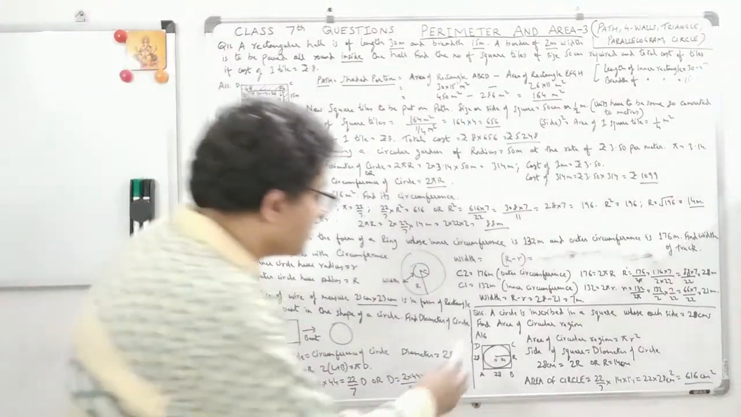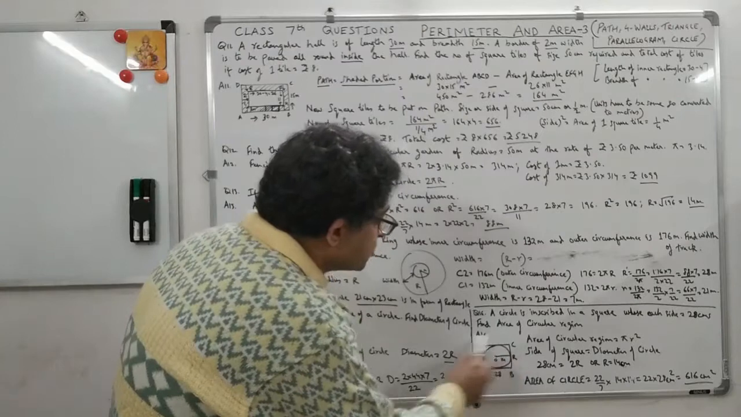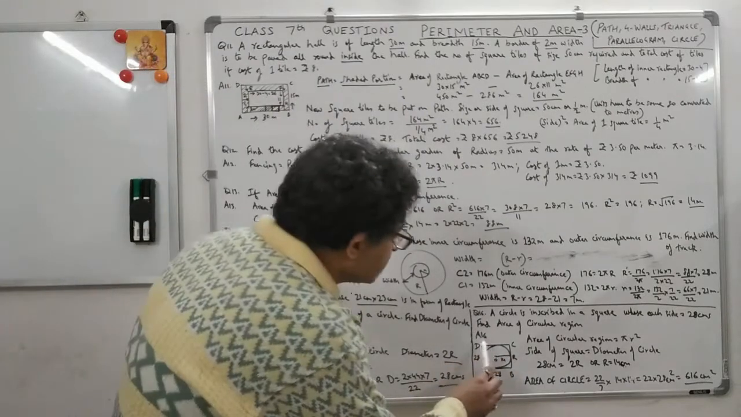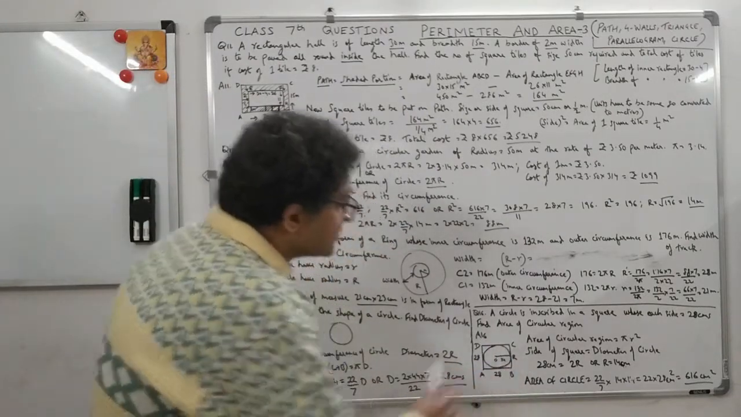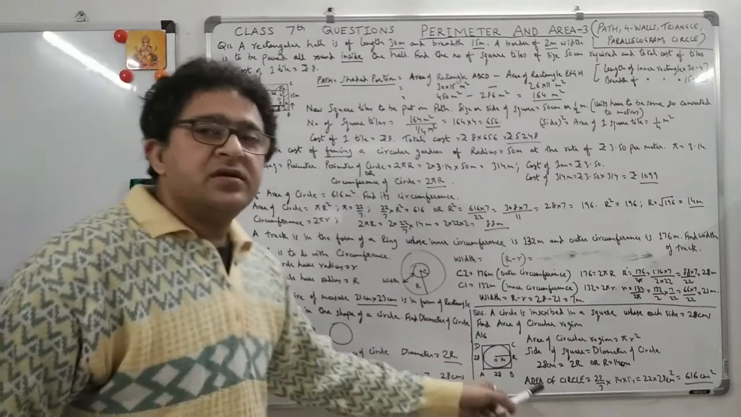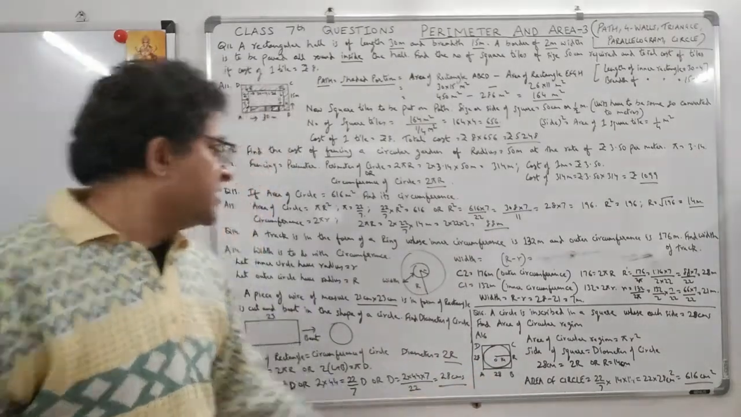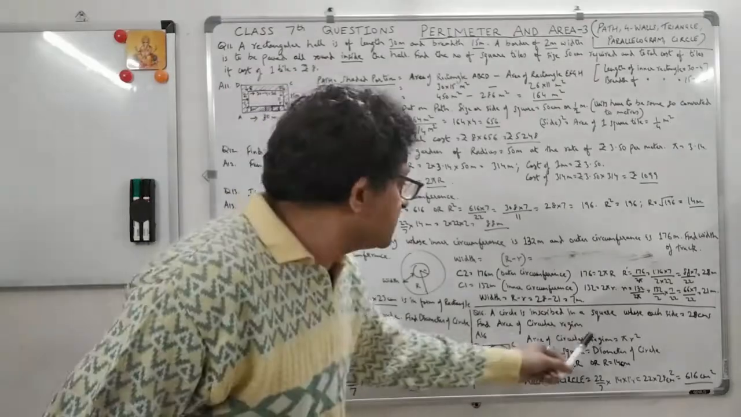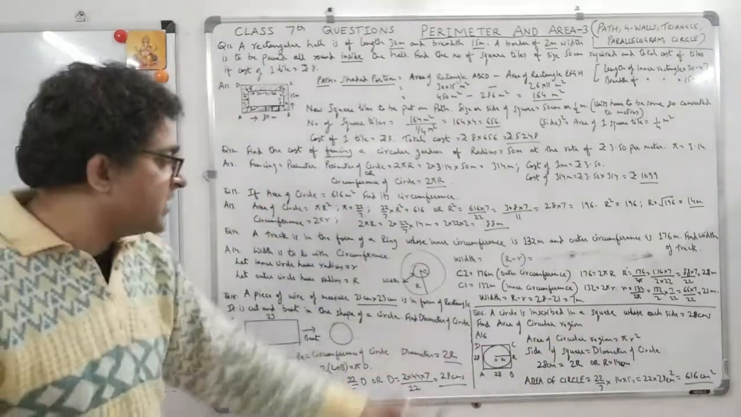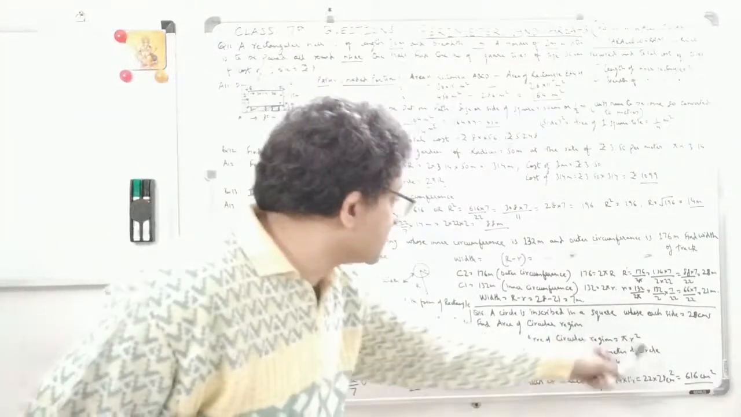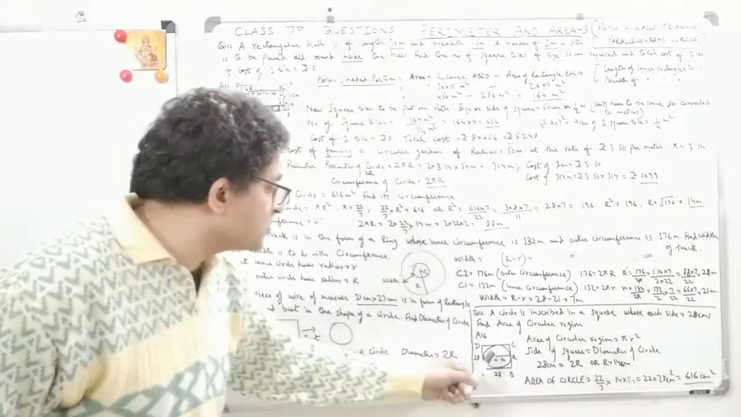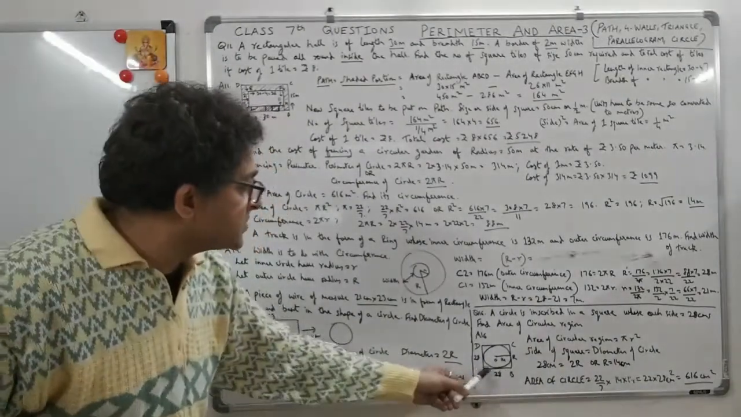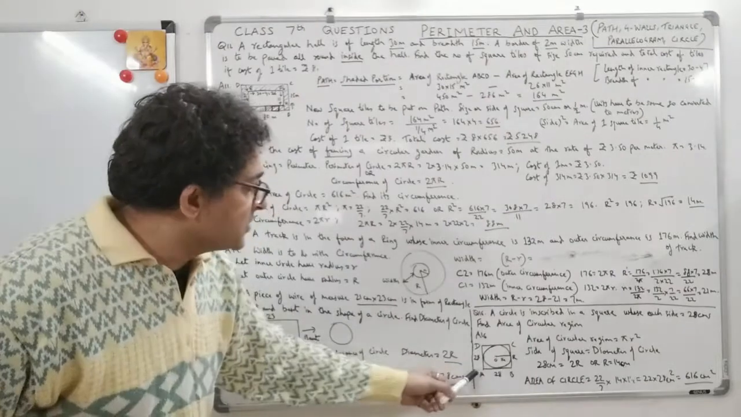We know this as a side of the square. We also know that the side of the square is also the diameter of the circle. So diameter is 2r. First, the area of the circular region is pi r square, because we have to find that. Now the side of the square is equal to the diameter of the circle. This is what I have mentioned to you. Side of the square is equal to the diameter of the circle, right? You can see this. That's inscribed inside.